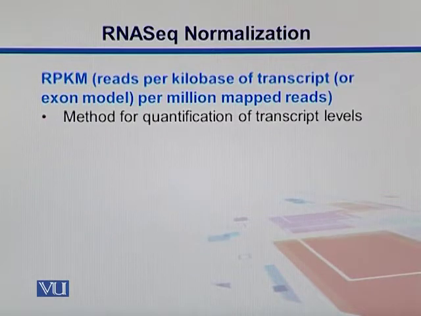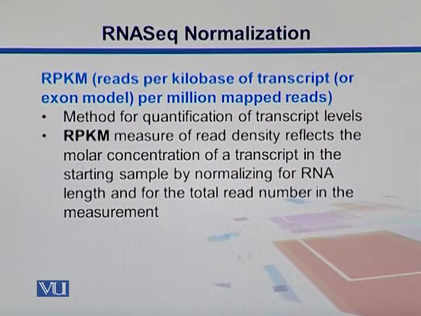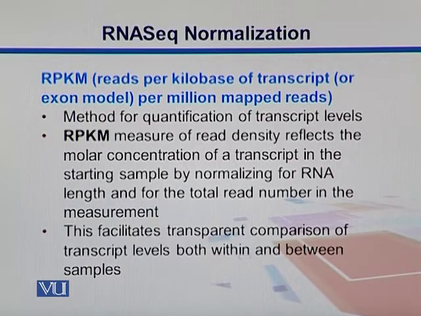Mortazavi et al. provided this normalization method. We call it RPKM. It stands for reads per kilobase of transcript or exon model per million mapped reads. It is a method for quantification of transcript levels. The RPKM measure of read density reflects the molar concentration of a transcript in the starting sample by normalizing for RNA length and for the total read number in the measurement. It facilitates transparent comparison of transcript levels both within and between samples.